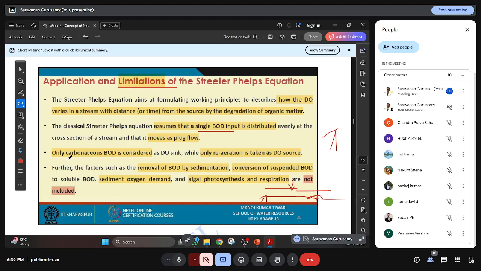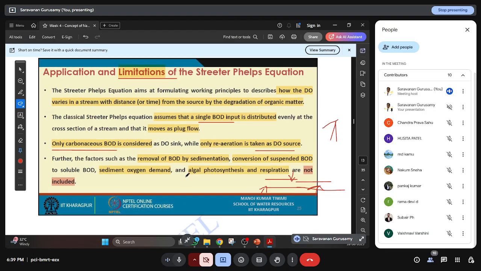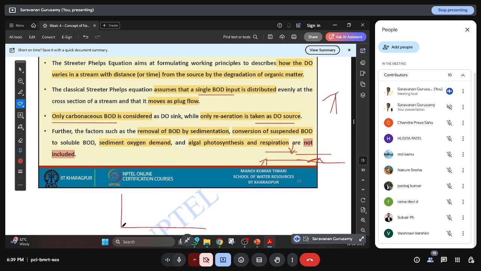Another limitation in this formula is that only carbonaceous BOD is considered in this equation, and reoxygenation is taken only due to one DO source. These are the two problems here. Nitrogenous BOD is not considered. We have two types of BOD, right? In the first 7 days, BOD is carbonaceous BOD. After that, it is nitrogenous BOD. So the total is called the ultimate BOD, right? That is what we have to study in the BOD parameter. That's why we are doing BOD at 5 days. So that is one of the limitations.